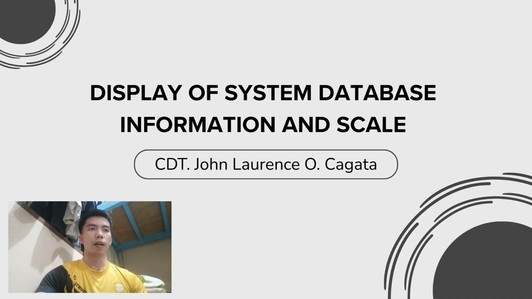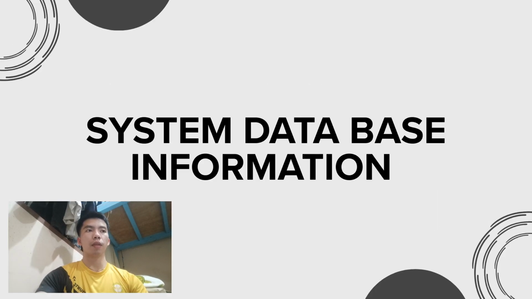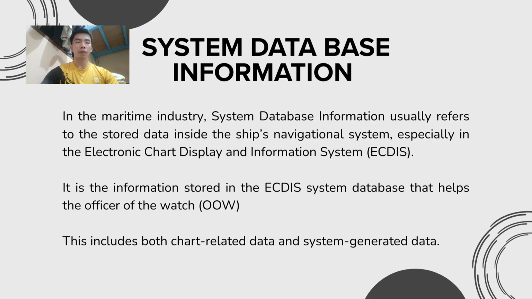Today we are going to discuss the display of system database information and scale. First, let us discuss system database information. So what is system database information? In the maritime industry, system database information usually refers to the stored data inside the ship's navigational system, especially in the Electronic Chart Display and Information System, or what we call ECDIS. It is the information stored in the ECDIS system database that helps the officer of the watch, the OOW. This includes both chart-related data and system-generated data.